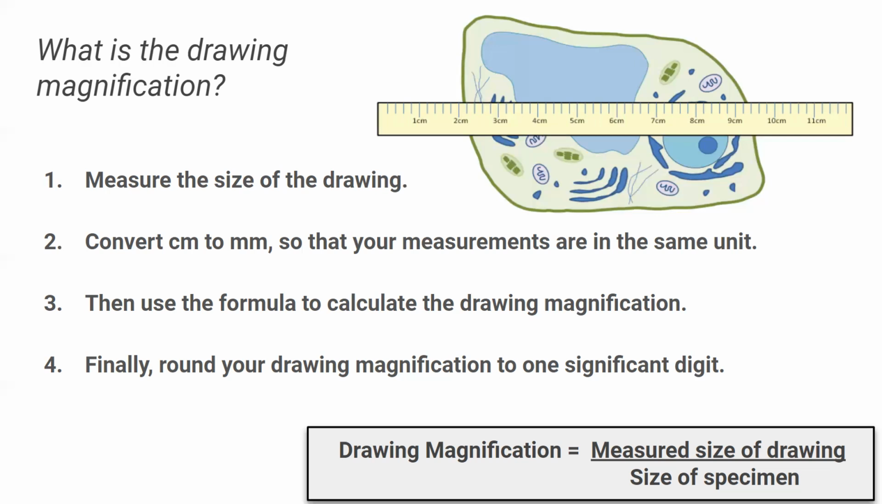That's number 2, using your equation. Number 3 is rounding to 1 significant digit. I know that was very long.